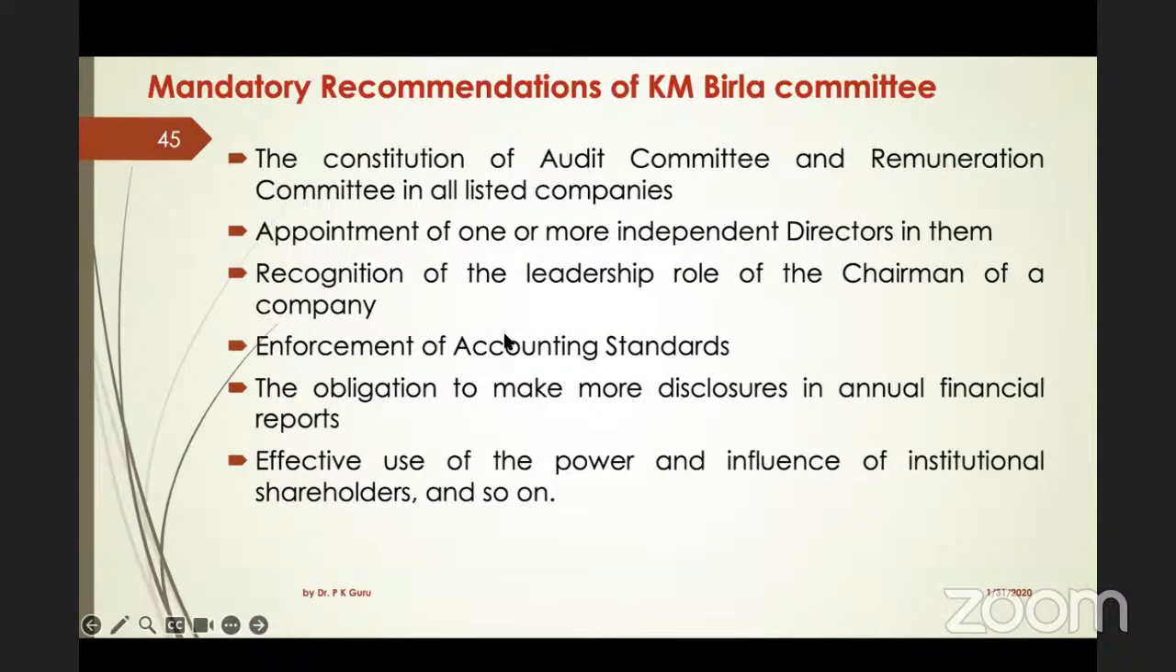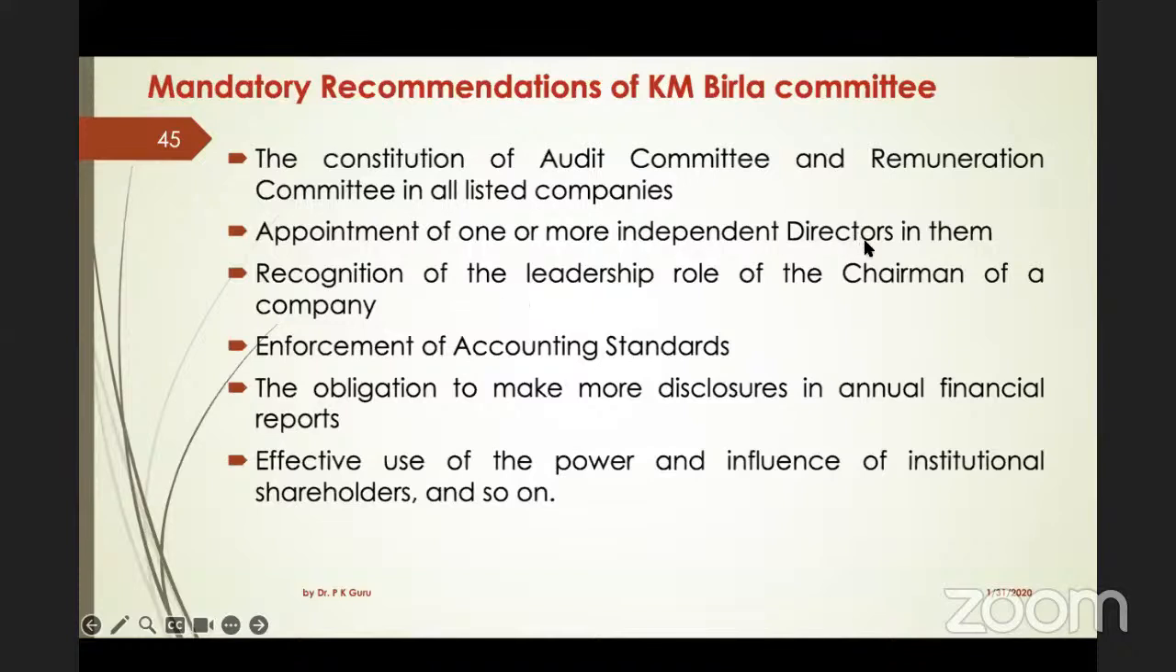So what are the 19 mandatory recommendations? The constitution of audit committee and remuneration committee in all listed companies. Remuneration committee decides about the remuneration of the directors as well as the managers below. And it has to be there. Means a subcommittee of the board had to look into remunerations and audit.